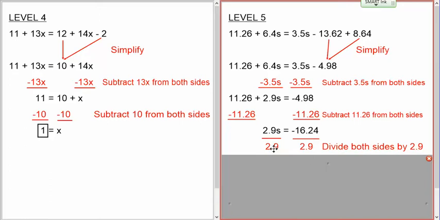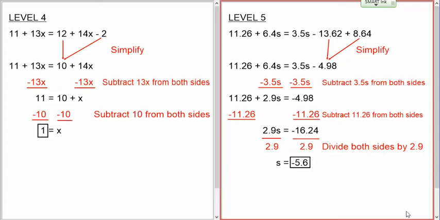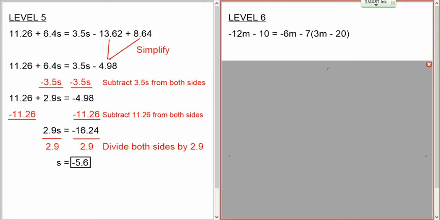2.9 divided by 2.9 is 1. 1 times s would give us s. Over here, we just have to do some division. Again, we can plug that into a calculator. Negative 5.6 is our answer. So I've already shown a few ways you could check your answer. I'm not going to show that again. I already checked my answer before I made the video, and that is the right answer.